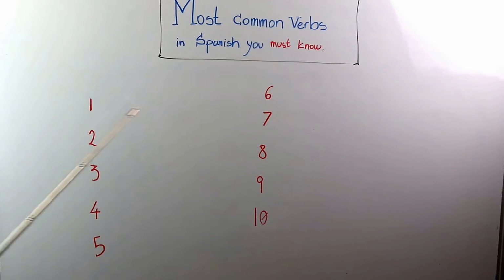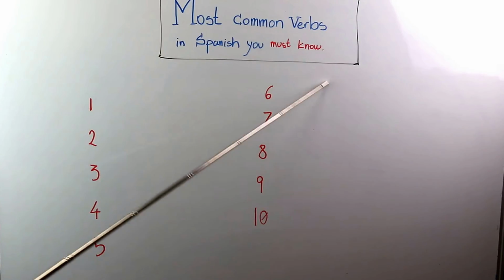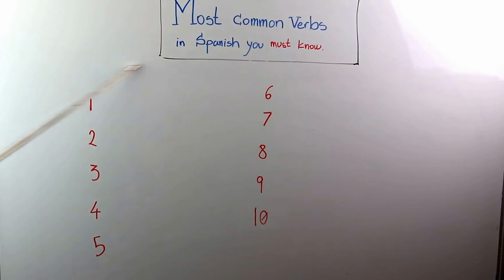So we should concentrate first on learning the most common verbs in their infinitive form, which means raw, before being conjugated, and after that we'll conjugate them and we'll learn a little bit more about how we can apply and use these verbs in our daily speech.